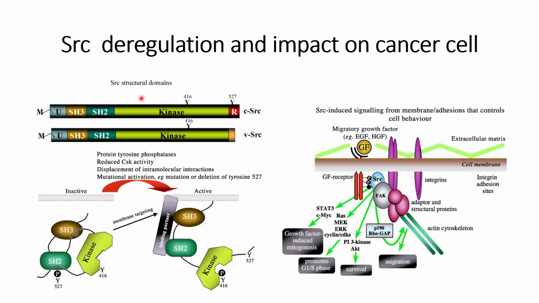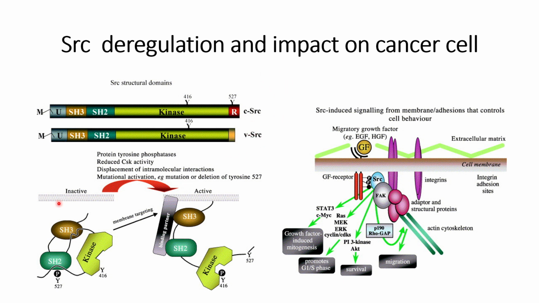Though there are many differences, one of the main differences presented in this figure is in the carboxyl terminal. Tyrosine 527 is present in the cellular SRC, whereas it is not present in the viral SRC, and this will lead to several interactions of the viral SRC that cause its deregulation and can trigger several signaling pathways in the cancer cells. So we will discuss some of those deregulations and how they impact cancer cells.